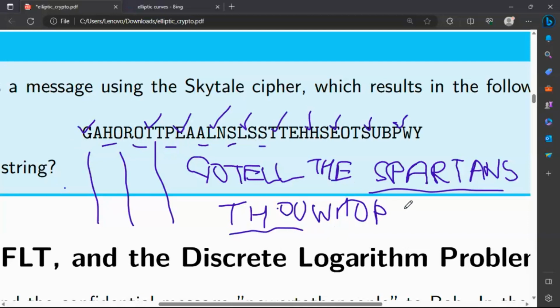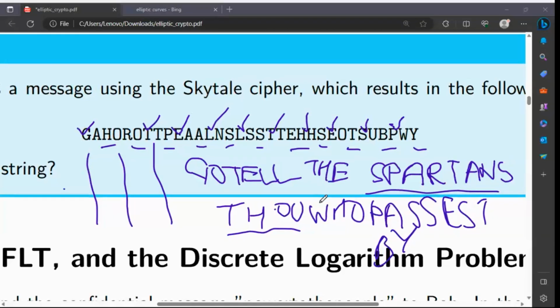A S S A S S, E S E S E S T B Y, T B T B Y. Okay, after hours of long effort, which could have been reduced by a computer to a very short time, we basically get go tell the Spartans, go tell the Spartans thou who passest by. Go tell the Spartans you who passes by. Okay.